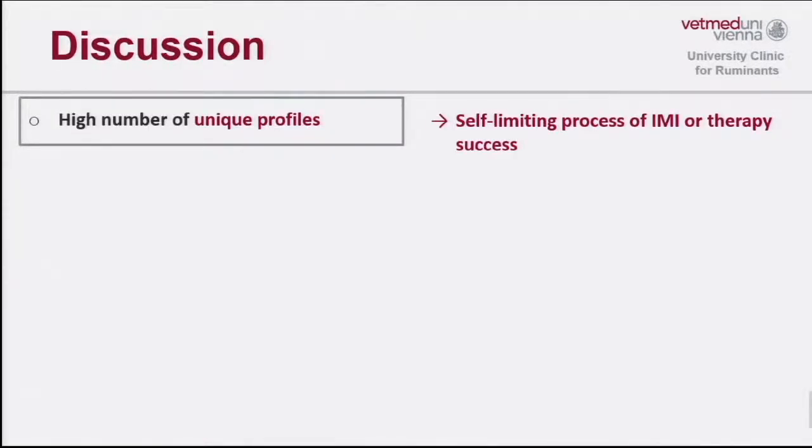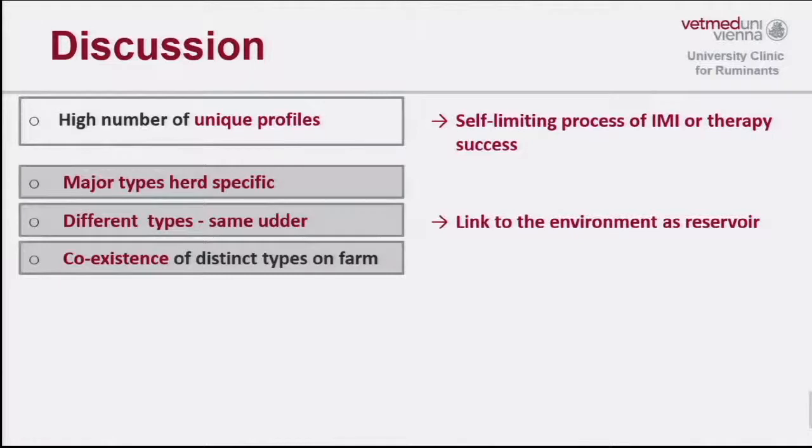So, how do we explain these findings? The high amount of unique subtypes is possible due to self-limiting mastitis or to successful treatment, and these are very good news for the veterinary practitioners because the biggest proportion of Strep uberis strains seems to be curable. Interestingly, the major types were herd-specific, which indicates infection from the same reservoirs. This could be another cow or the environment.